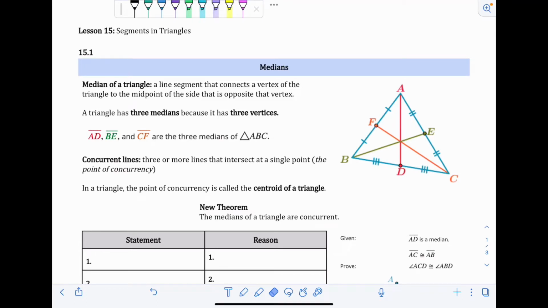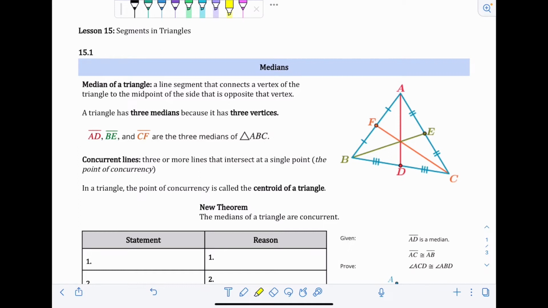Lesson 15 is about segments and triangles, and 15.1 discusses medians. You may have heard the word median in a math class before, like when you learned about mean, median, and mode. It's a different type of median, but it does kind of have to do with finding the middle of something. So yeah, not related, but similar meaning, kind of. Now we're just dealing with triangles.